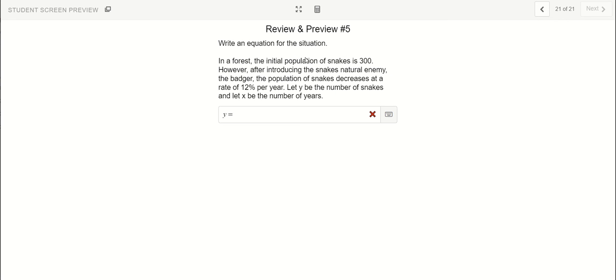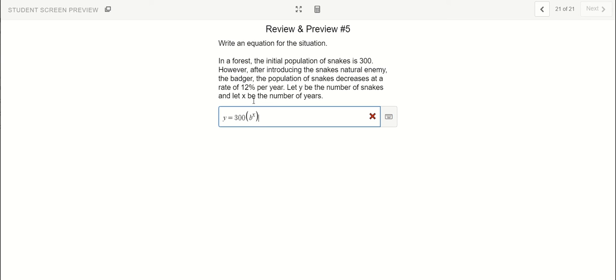For this last one, here we have a word problem, and we're going to write the equation. And it's going to be in the form of a times our growth factor with an exponent. If we read the word problem, notice that our initial population is 300. So we're starting off with 300 snakes. And now it's asking what our rate is going to be.